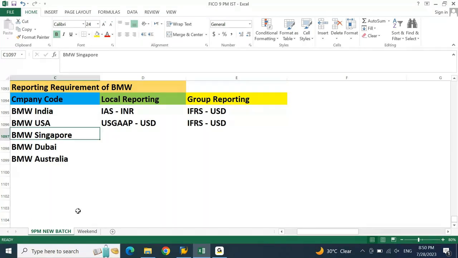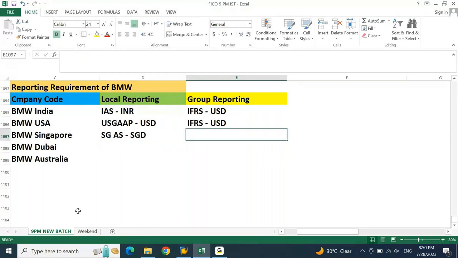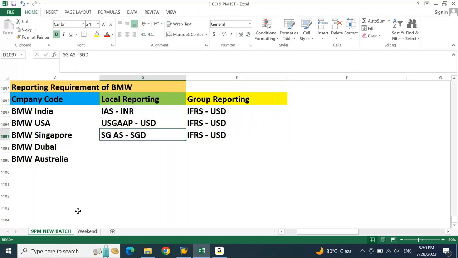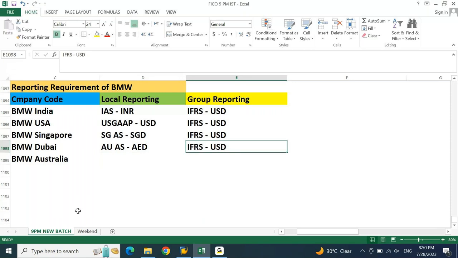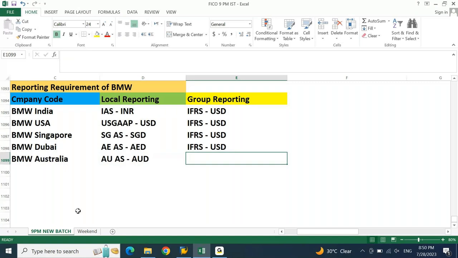If you're talking about Singapore, you will be following Singapore accounting standards, and you must prepare your reporting in Singapore dollar. Similarly, for Singapore also, group reporting will be common, IFRS dollars. For Dubai, I may say Dubai accounting standards, and I must follow Dubai currency, which is AED. For Dubai also, your group reporting will remain constant. Similarly, for Australia, you follow Australian accounting standards, whatever it is, and this will be prepared in Australian dollar. Group reporting will become common, IFRS dollar.